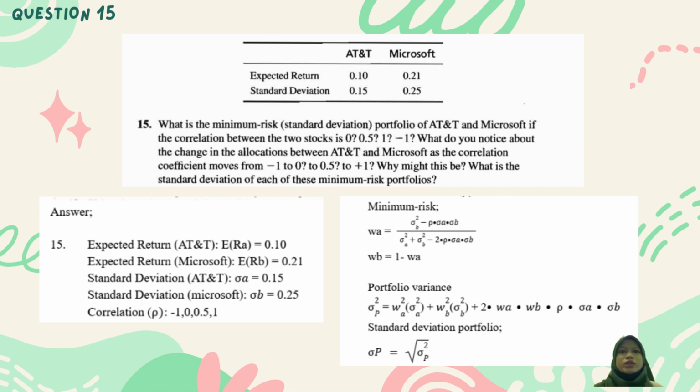Why might this be? What is the standard deviation of each of these minimum risk portfolios? So to answer this question, first we have to state the information given in the question, which is expected return for AT&T 0.10, expected return for Microsoft 0.21, standard deviation for AT&T 0.15 and standard deviation for Microsoft 0.25. Also, the correlation moves from -1 to 0 to 0.5 and 1. Then we can start the calculation using the formula.